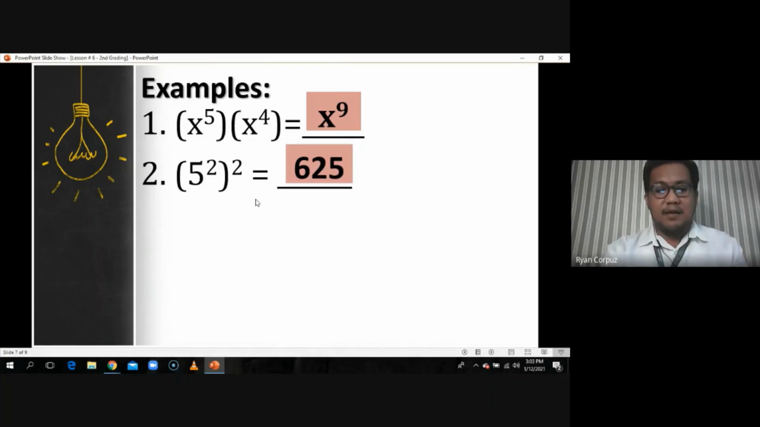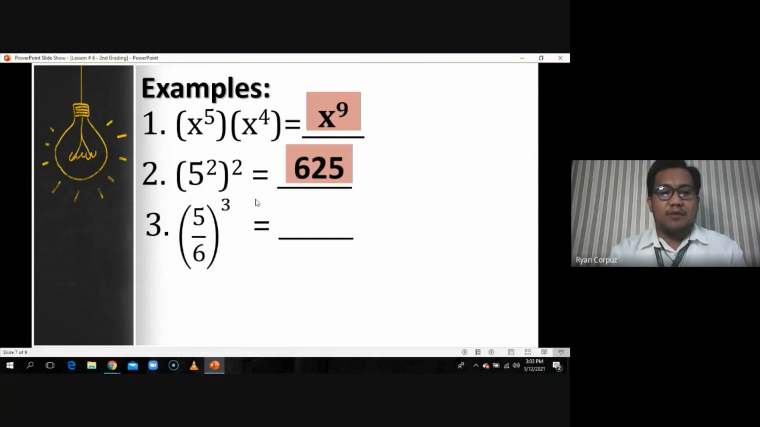So let's try another example. So let's have your example number 3. So in example number 3, we do have here a given fraction 5 over 6 that was raised to an exponent outside. So 5 over 6 quantity raised to 3. So tatandaan ba yung power of a quotient? Power of a quotient rule.